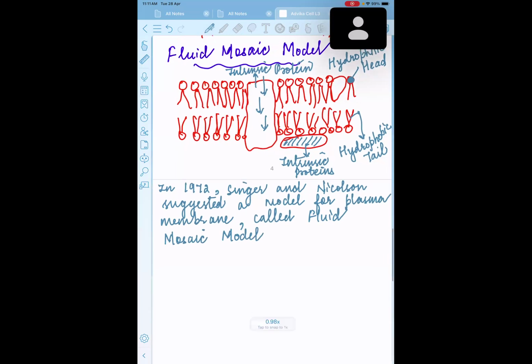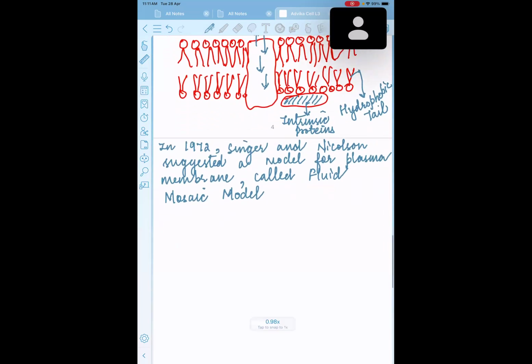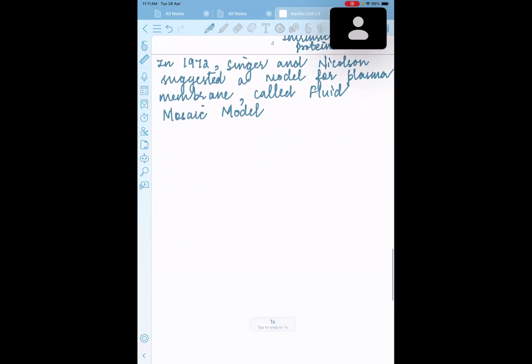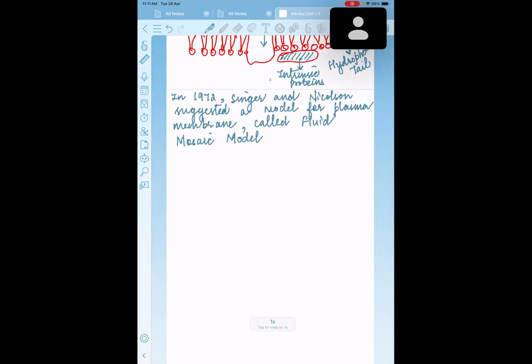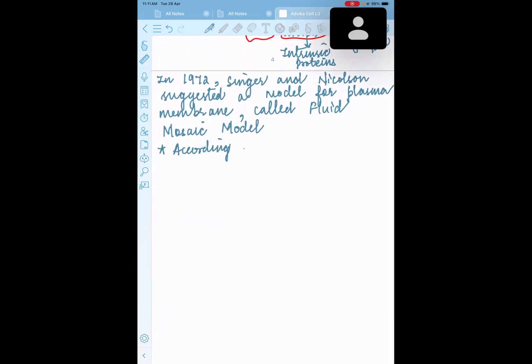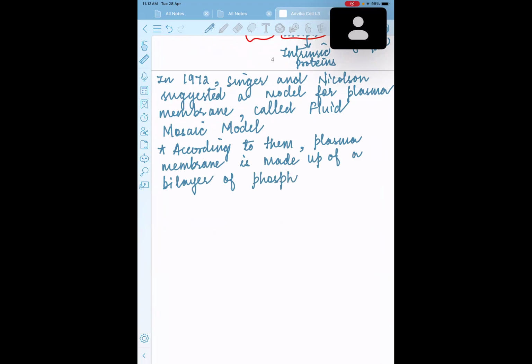Now, according to these two scientists, what happened? They say that the plasma membrane is made up of a bilayer of phospholipid. Now, why are they saying bilayers?